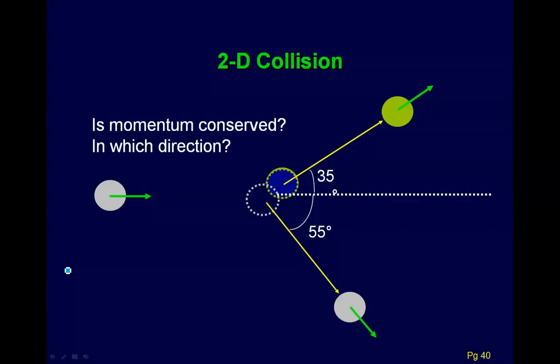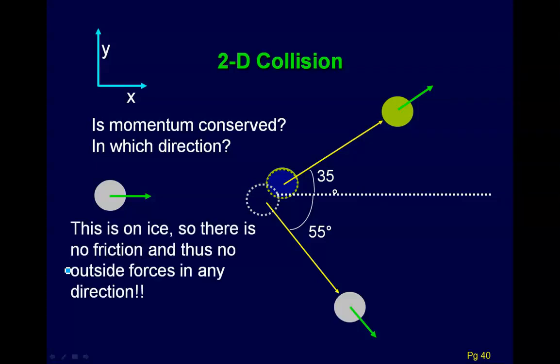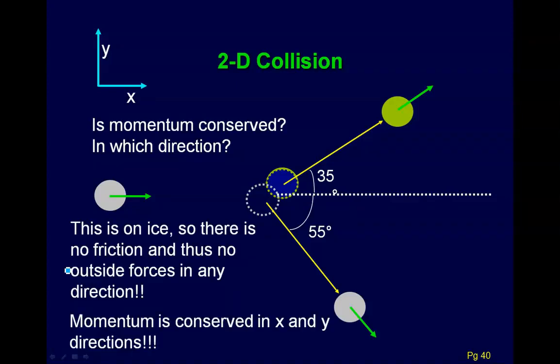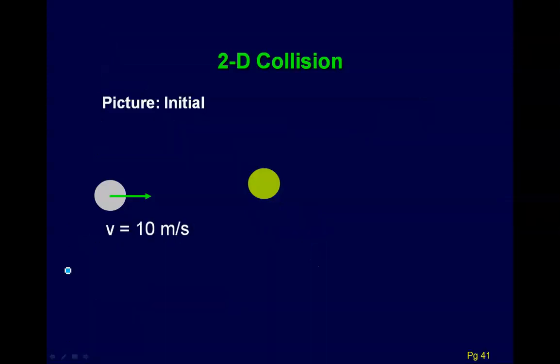Our question, as always, is: is momentum conserved, and in what direction? These are hockey pucks on ice, so you can assume that in the X and Y directions there are no external forces. The only forces are forces between the pucks. With no outside forces in any direction, momentum is conserved in the X and the Y directions. So good, we can use X and Y equations.